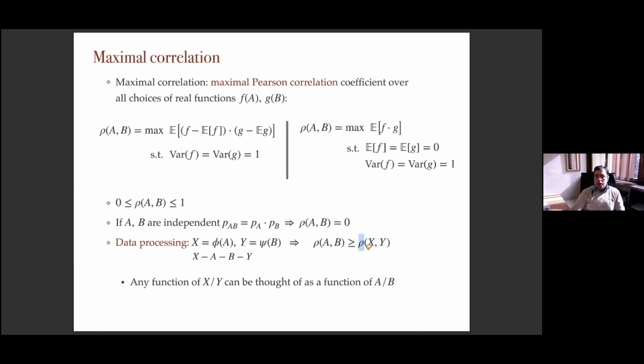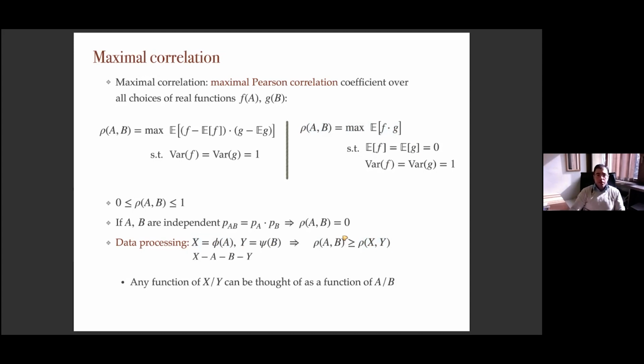Why is it the case? Because if I want to compute this maximum correlation between X and Y, I should maximize over the choice of functions of X and functions of Y. But remember, X itself is a function of A. So I can think of a function of X as a function of A. So computing this maximum correlation is the same as considering this definition of the maximum correlation of A and B and restricting f and g to be not only functions of A and B, but also functions of X and Y. So by the very definition of this maximization over functions, I have this data processing inequality.